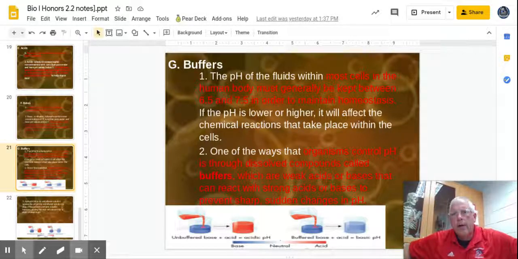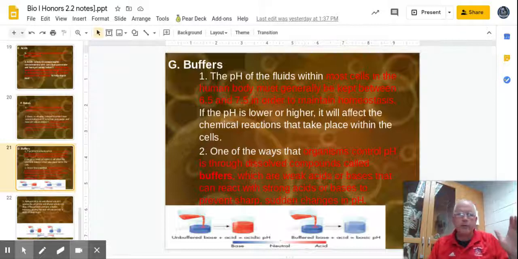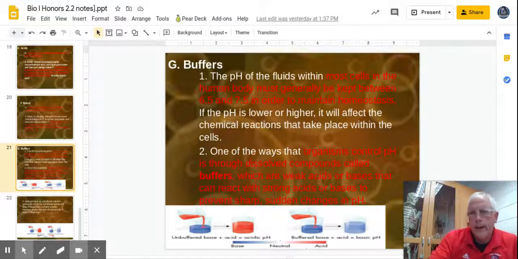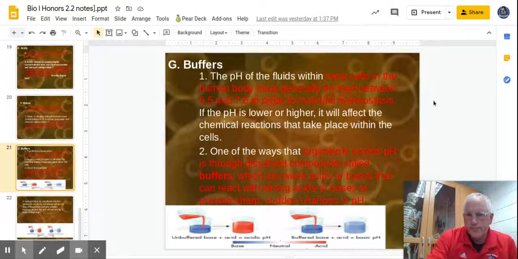Buffers are things in our body. Generally, we like to keep things between 6.5 and 7.5 in our body, in that mid range. We don't like extremes on the acid side. We don't like extremes on the base side. So our body controls pHs all the time with something called buffers.